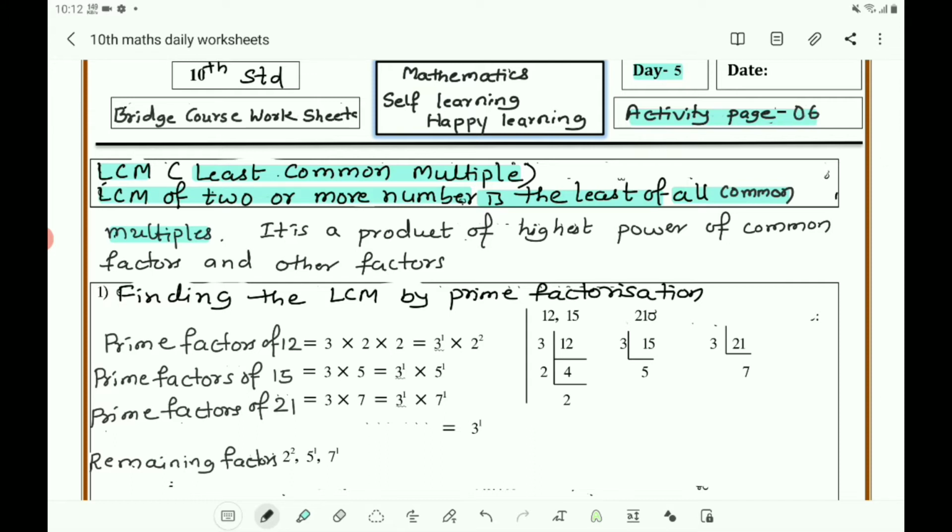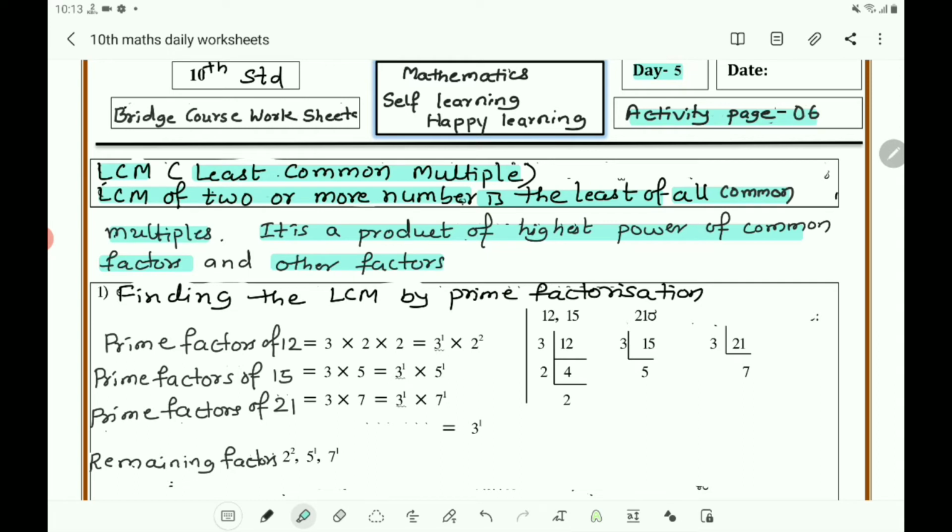If you express the given numbers as a product of the factors, then the LCM is the product of the highest power of common factors and the other factors. If you want to use the factorization method of finding the LCM, you must find the prime factors of all the given numbers. After finding the prime factors, common factors may be there, may not be there. If there are common factors, you must take the highest power and also take the factors which are not common.